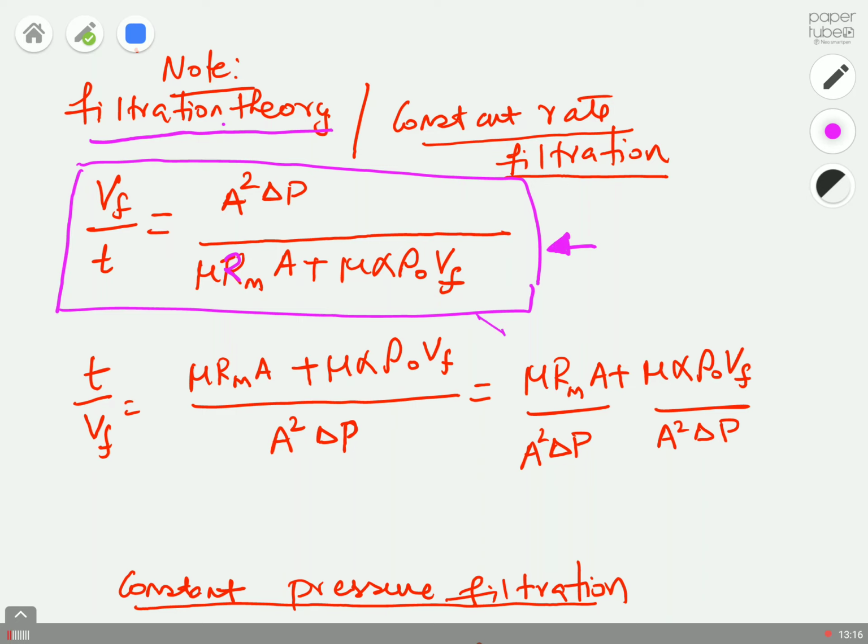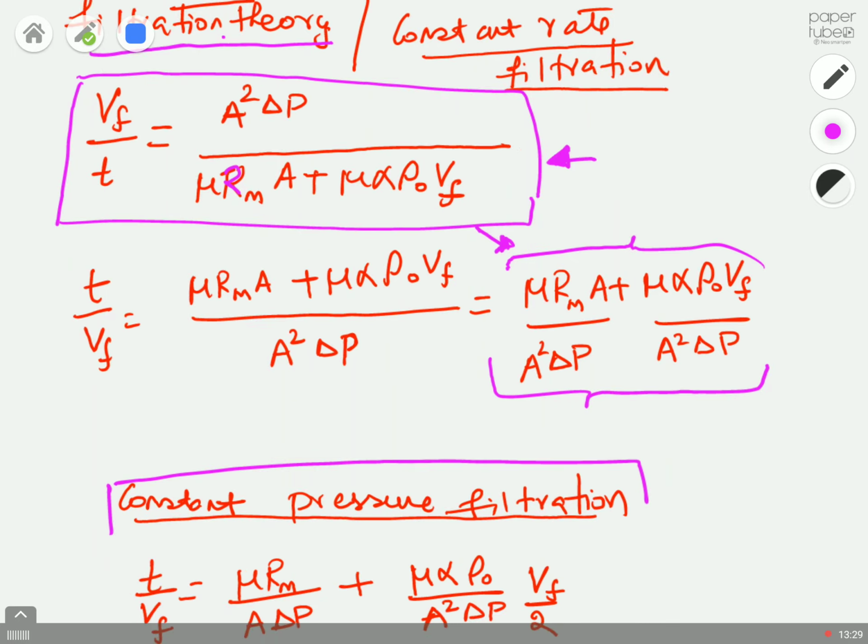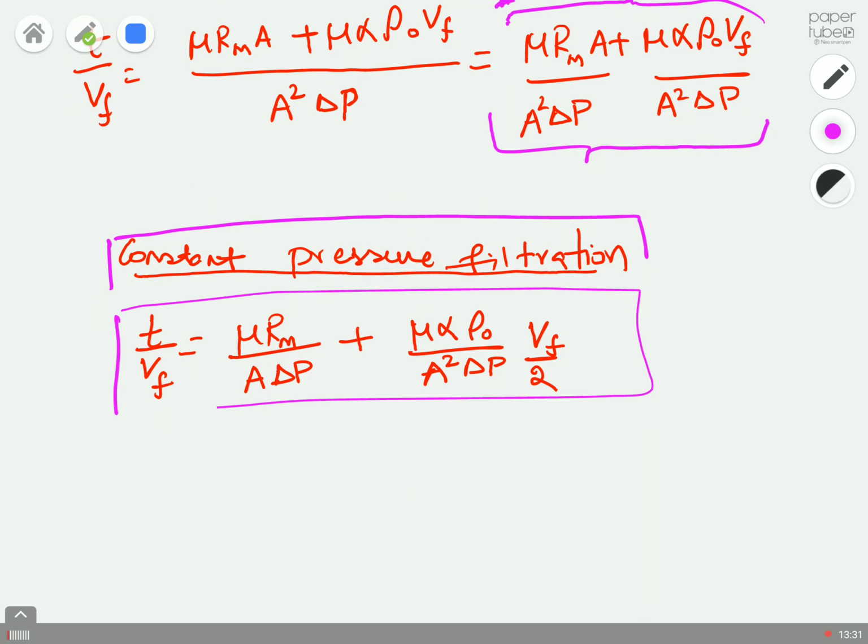So I just expanded it here. T by Vf will be equal to this part of your equation. Just follow the pink lines. And then for constant pressure filtration, T by Vf is given by this expression.